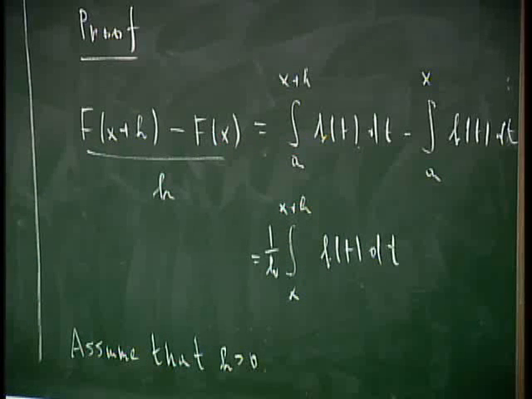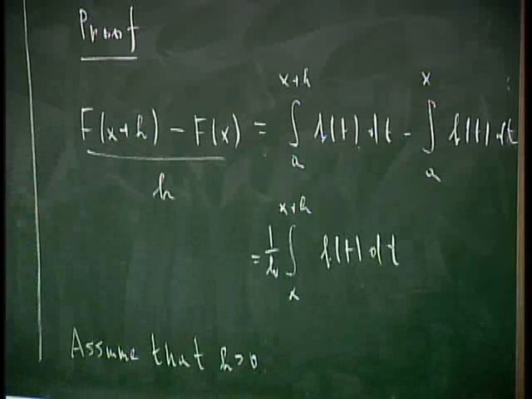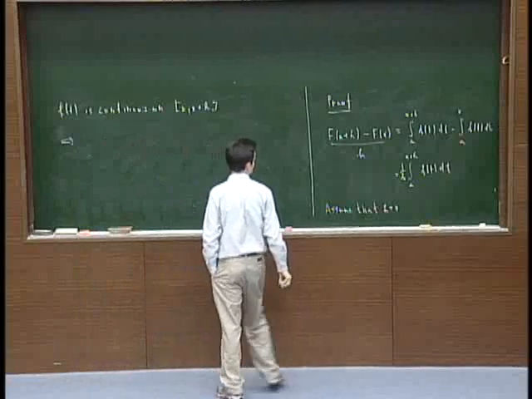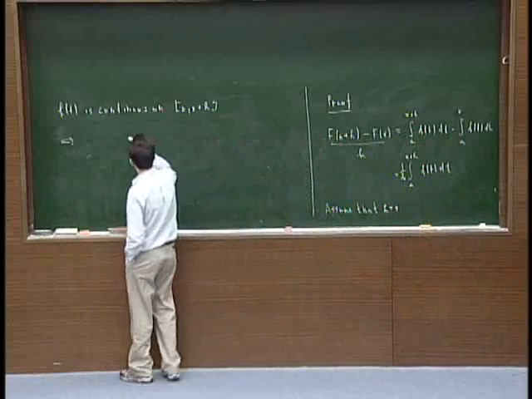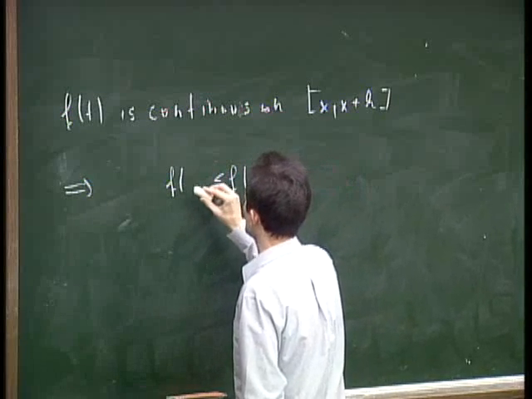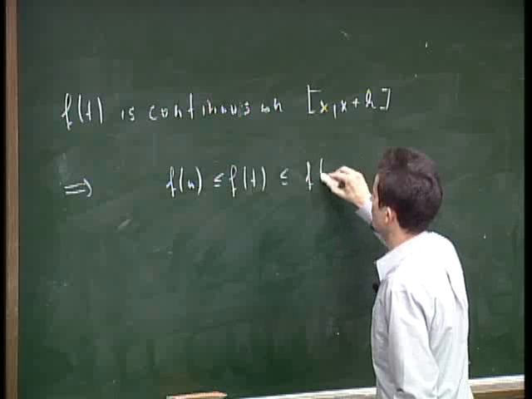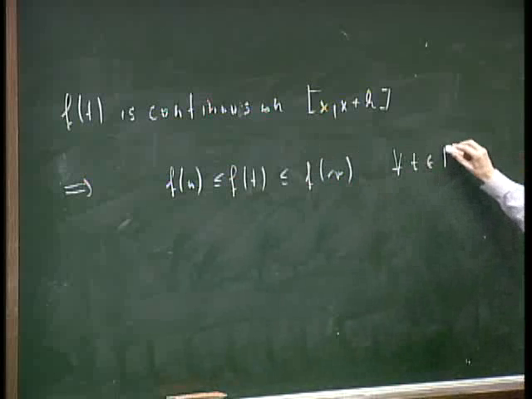Okay, so f of t is continuous on the interval x to x plus h. From this we know that f of t takes on an absolute maximum and absolute minimum on this interval. So we know that f of t will be larger equal than f of u, and smaller equal than f of v, for all t in this interval here.